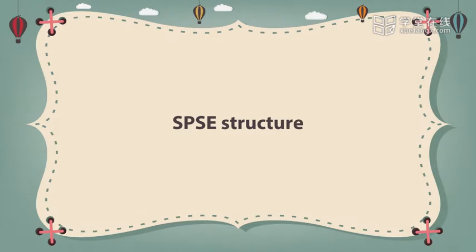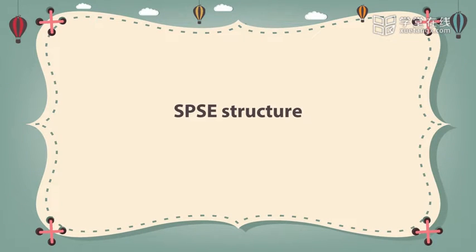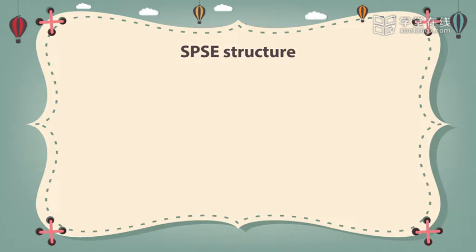Is there any kind of universal structure for the body part? There is. It is called SPSE structure. Is that a background, problem, solution, and evaluation structure? Yes, correct. S stands for situation, P for problem, the second S for solution, and E for evaluation. The SPSE structure is as follows.